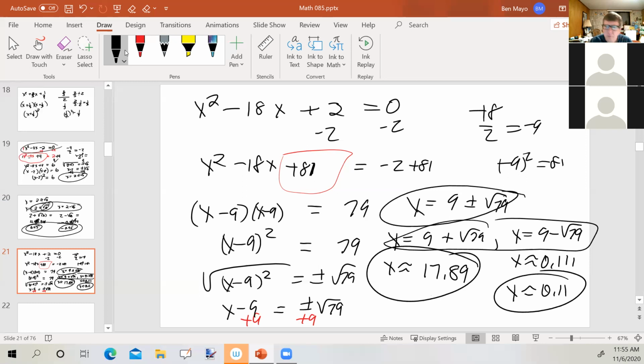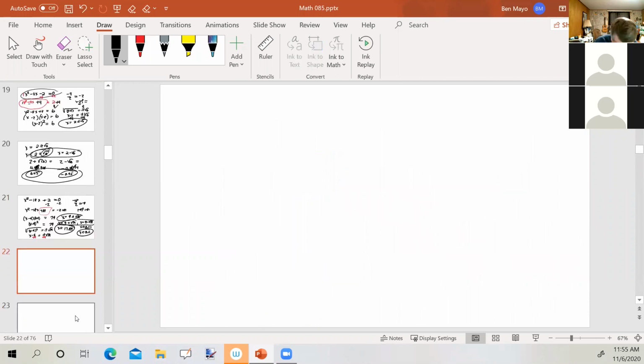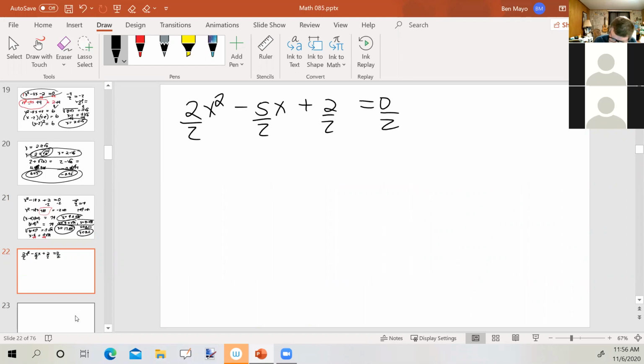All righty. How are we doing? So far, so good. Okay, we're going to turn up the heat just a little bit more here. Let's take a look at this problem. 2x squared minus 5x plus 2 equals 0. Actually, on a cold day like this, turning up the heat might be a good thing. We'll see. So what's different about this problem is now the leading coefficient is no longer a 1. So my first step is going to be to divide everybody by that leading coefficient.